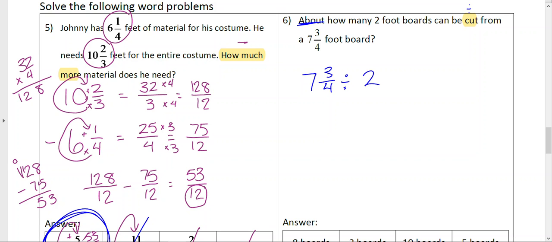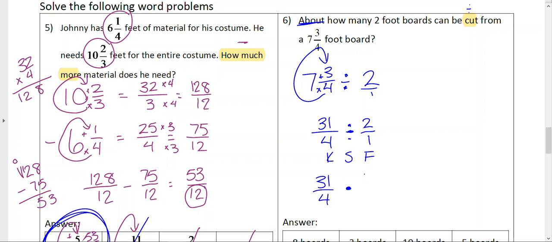So in order to solve this problem, I need to turn improper first always, and lonely whole numbers get a denominator of 1. 4 times 7 is 28, 29, 30, 31 over 4, divided by 2 over 1. I can't divide fractions, so I need to do keep, switch, flip. So it's going to be 31 over 4 times 1 over 2, which becomes 31 over, multiply, I get 8.